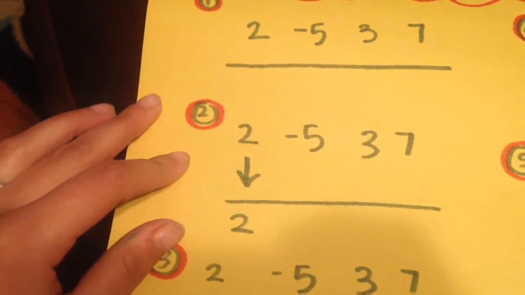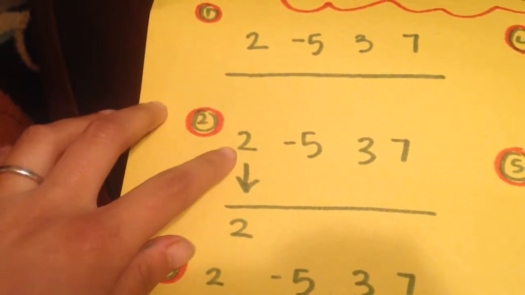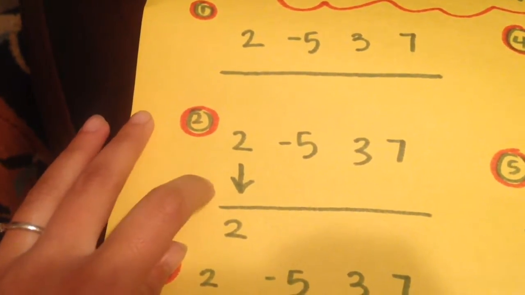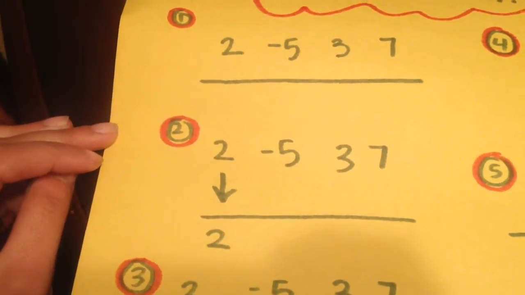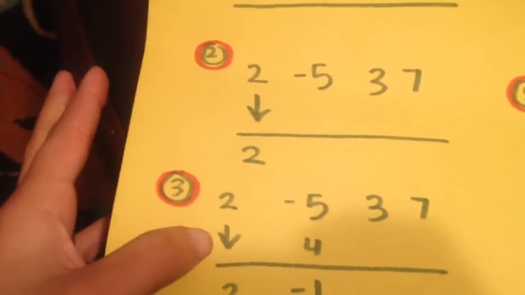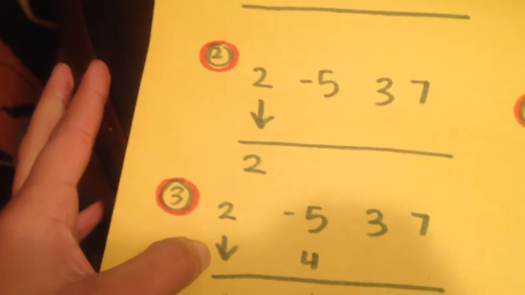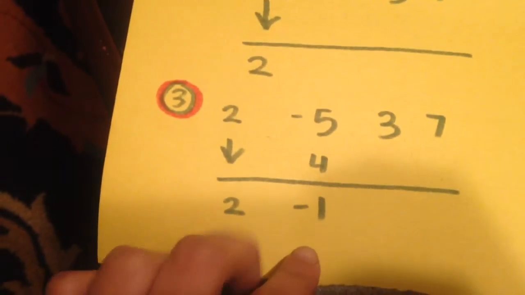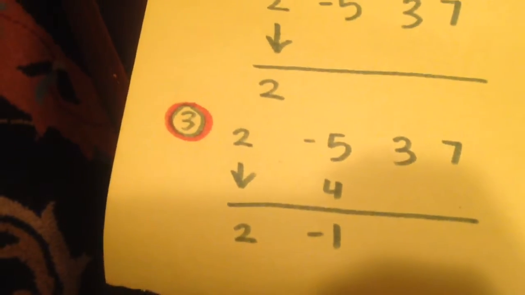Once the problem is set up correctly, bring the leading coefficient, the first number, straight down. Multiply the number in the division box with the number you brought down and put the result in the next column. Add the two numbers together and write the result in the next column. Multiply the number in the division box with the number you brought down and put the result in the next column. Add the two numbers together and write down the result in the bottom row.